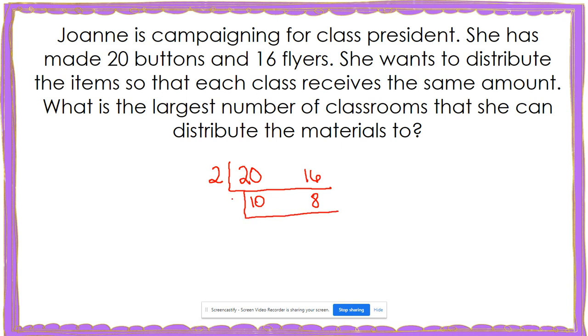And I know that both of these are even numbers again, so I can divide by 2 again. 10 divided by 2 will give me 5, and 8 divided by 2 will give me 4. Well, at this point, 5 is a prime number, which means it is not going to share any factors with 4. So I'm going to look at my numbers that I have on my outside, which are 2 and 2. And to find my GCF, I'm going to multiply those together. So I'm going to do 2 times 2, which gives me 4. That means that Joanne can distribute her buttons and flyers to 4 classrooms.